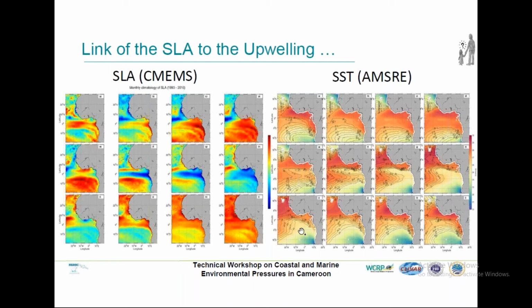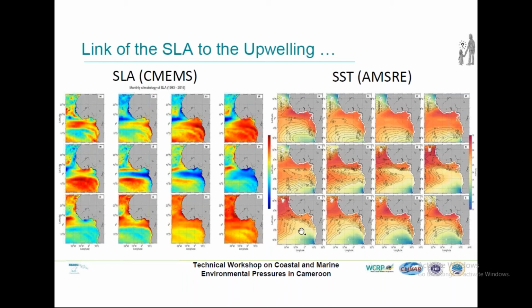So here I'm presenting a bit the link between the sea level anomaly and the upwelling process. The sea level anomaly is the variation of the height of the water. It is the process related to how much the water is going up and going down during all the processes related to the salinity and the temperature.